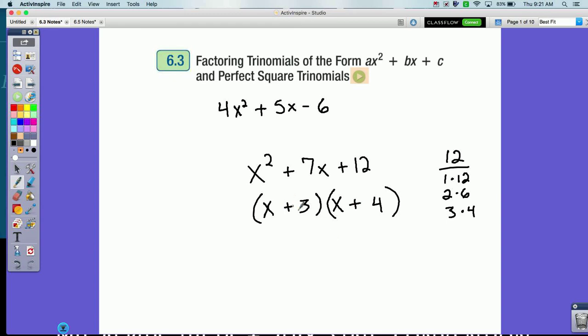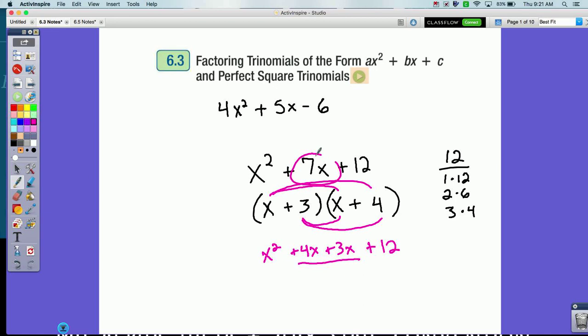so that when I multiply back through there to check my answer when I distribute, the x times x will give me x squared, the x times 4 will give me a positive 4x, the 3 times the x will give me a positive 3x, and the 3 times the 4 will give me a positive 12. And then the two middle terms here do combine in order to give me the 7x. Okay, so that really wasn't that bad. You just had to think through some things.